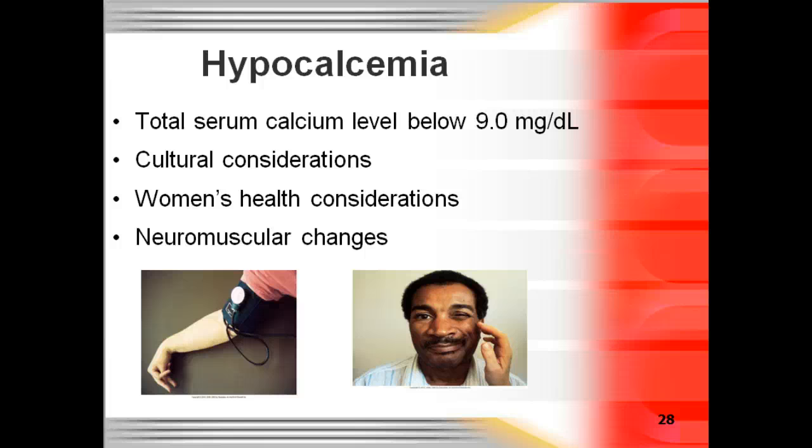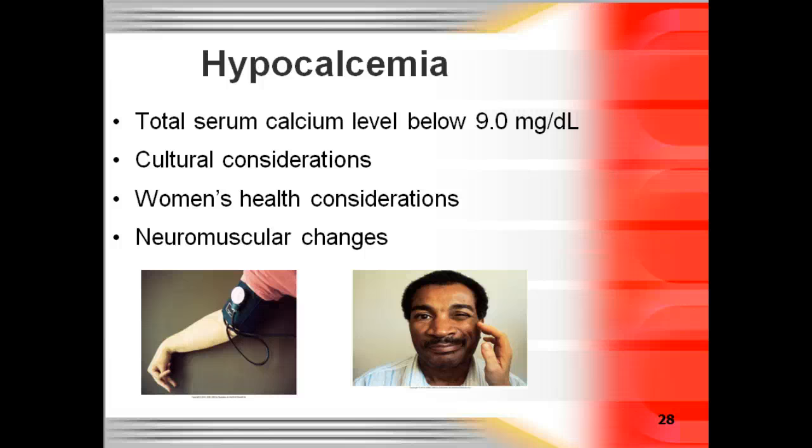The first thing we're going to talk about, you guys, is hypocalcemia, which is low calcium. If the range for calcium is 9 to 10.5, then anything below 9 milligrams per deciliter would be a low calcium level.